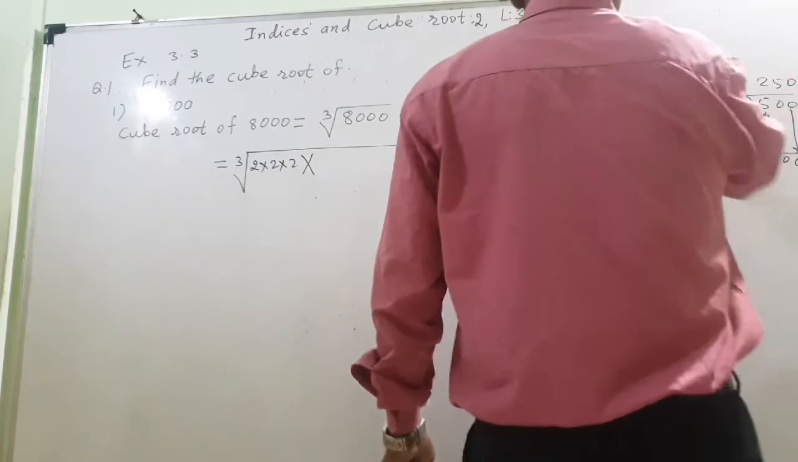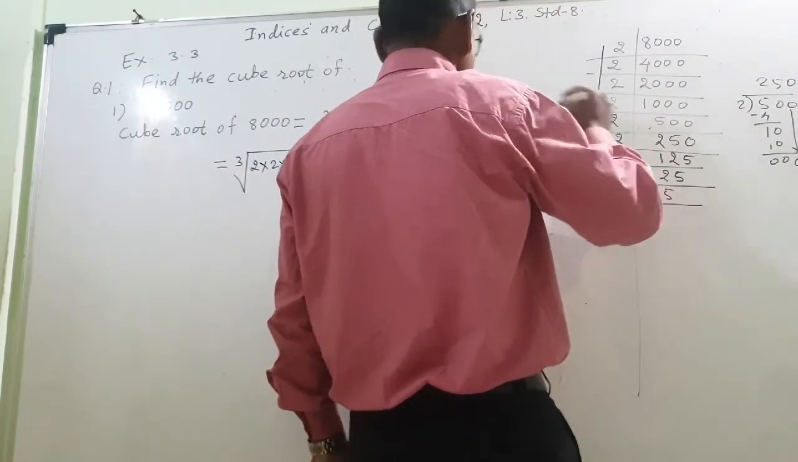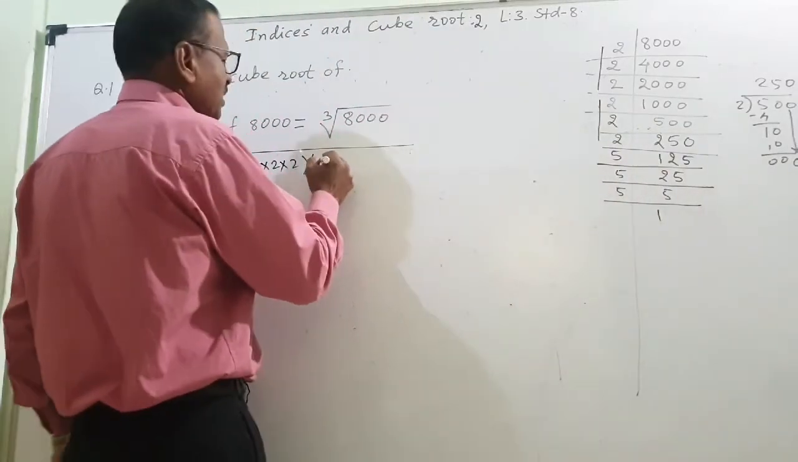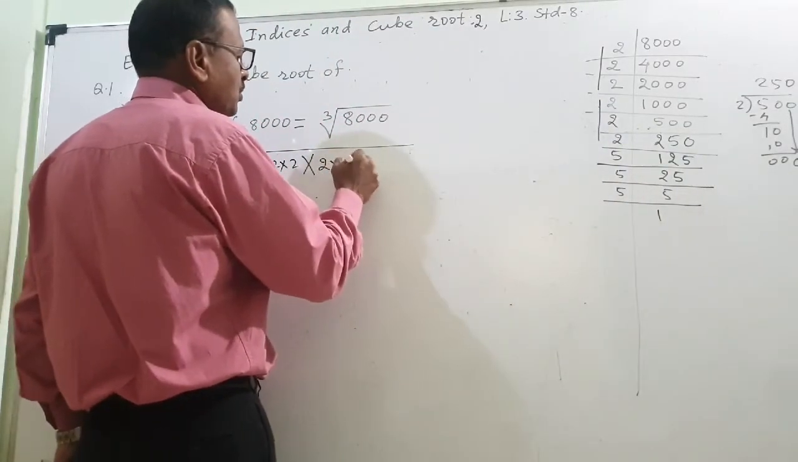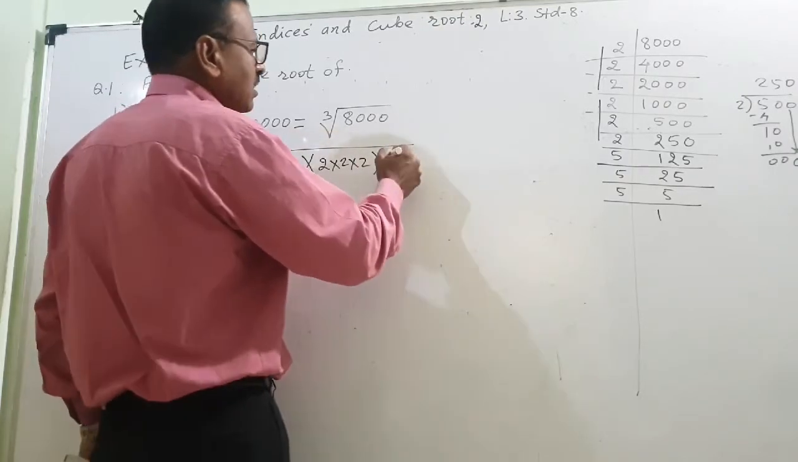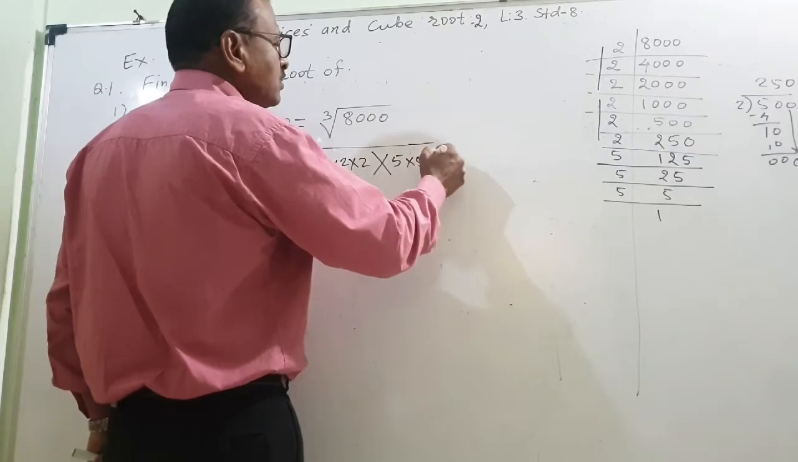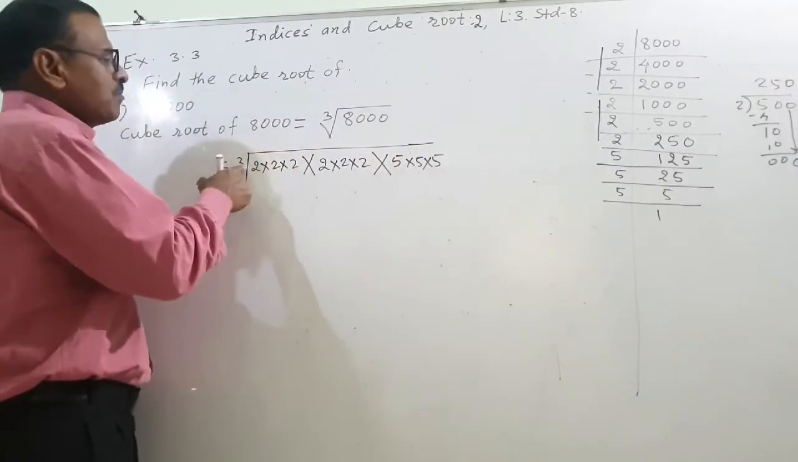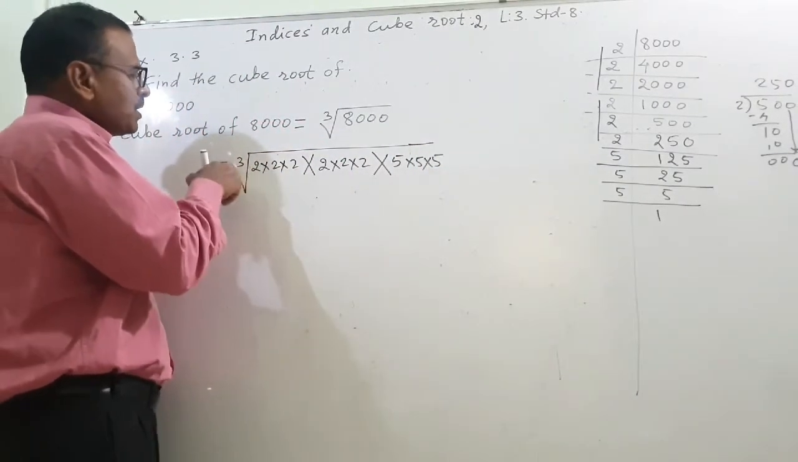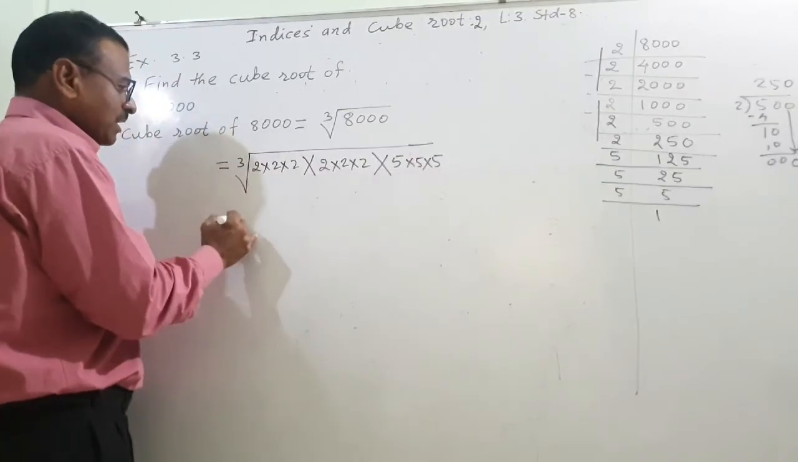So this way, these three group, the third group I am writing 2 into 2 into 2, this is the same. Now into another third group, 5 into 5 into 5. So if here it is 3, make the groups of 3. If here it is 4, make the groups of 4. That way, the simple technique.